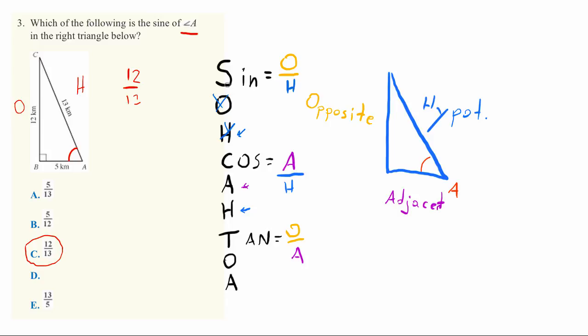If you can remember and use this acronym, Sohcahtoa, then you will probably get a few extra points on the exam because problems like this are actually very easy. They're really just a matter of remembering these identities. Sine, that's opposite over hypotenuse. Cosine, adjacent over hypotenuse. And tangent, opposite over adjacent. Sohcahtoa.